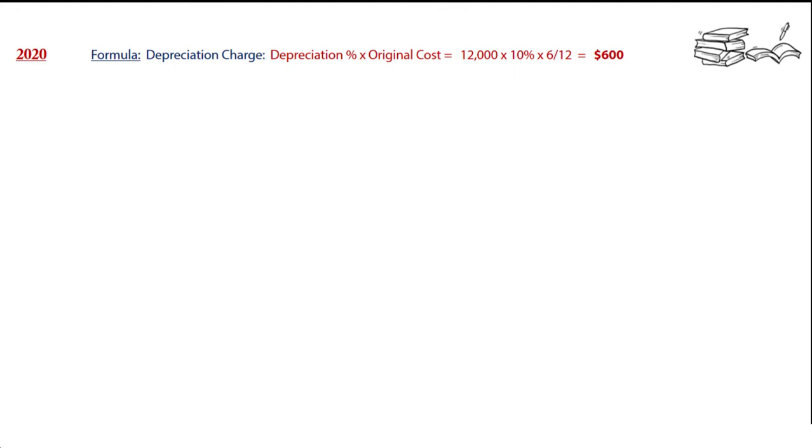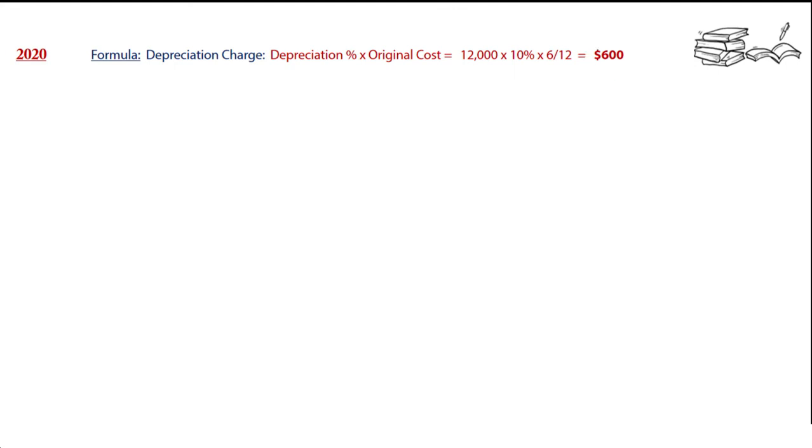We spoke about proration. A business decides whether to charge per period that the asset stays in the business or charge a full year. Upon disposal, a business might also decide to charge depreciation for the period it stayed in the business till it was sold off, or decide to charge no depreciation at all. So here they are charging for the time it spent in the business. So it will be 6/12, which will give us $600.